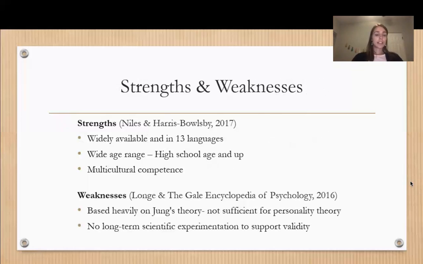So this assessment does have some strengths and weaknesses. Some of the strengths is that it is widely available, and it's even available in 13 languages. There is that wide age range that we talked about earlier with who the MBTI is for. Anyone from high school age and up is able to take this test. So that's definitely a strength. And then that multicultural competence. There have been some studies that have shown that the MBTI personality types do appear in multiple cultures. So that's definitely a strength.